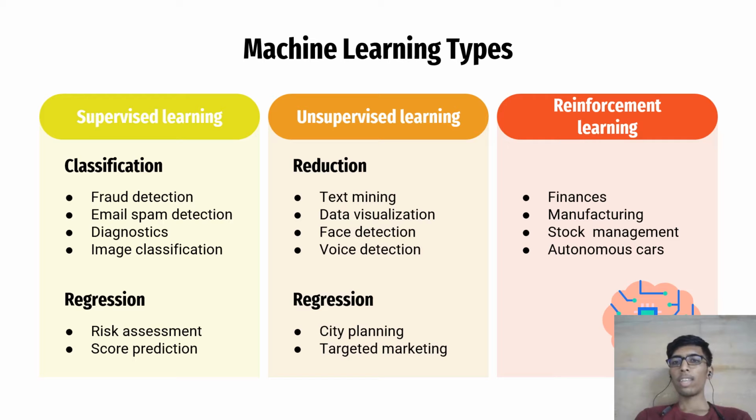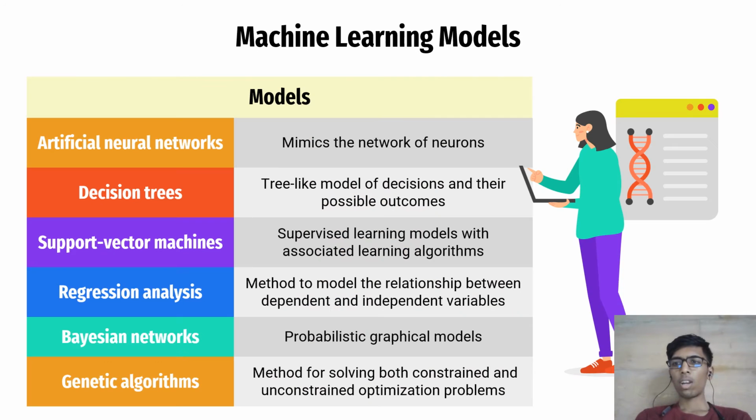Unsupervised learning is classified based upon its uses in text mining, data visualization, face detection, and voice detection. It is regressively used in city planning and targeted marketing. Reinforcement learning is used in the following fields: finance, manufacturing, stock management, and autonomous cars. Next, we will move to machine learning models.